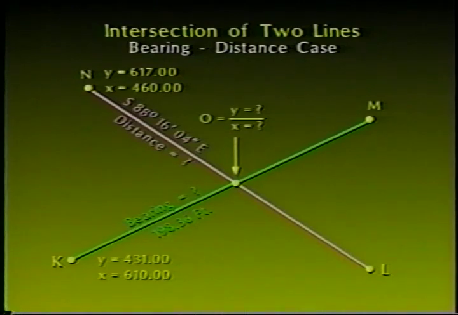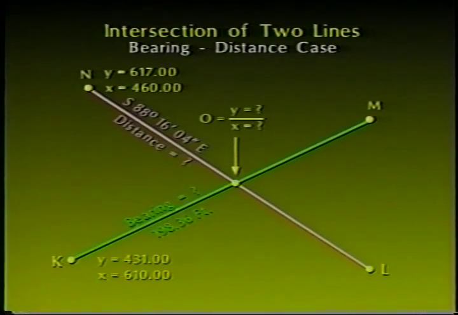Let's examine the given data to see what case the solution will fit into. From looking at the given values, we have a bearing for line N to O and a distance for K to O, and can inverse between N and K to find either a base for an oblique triangle solution or enter the coordinates of K and O into a computer program for a bearing distance solution.